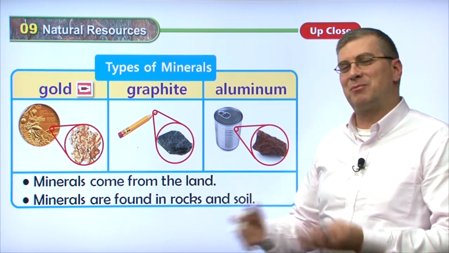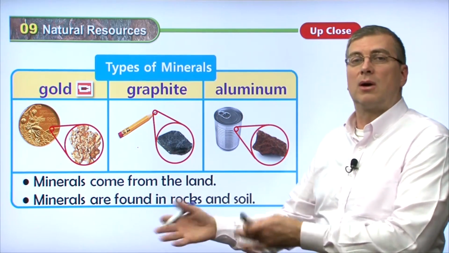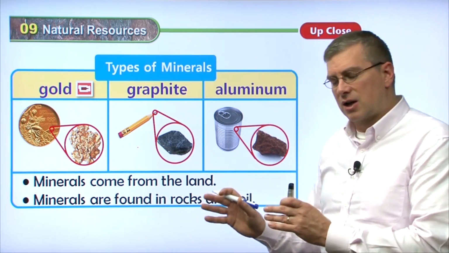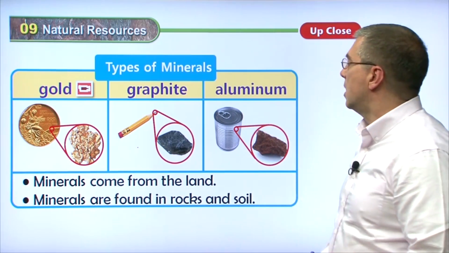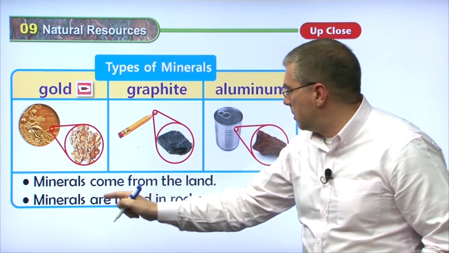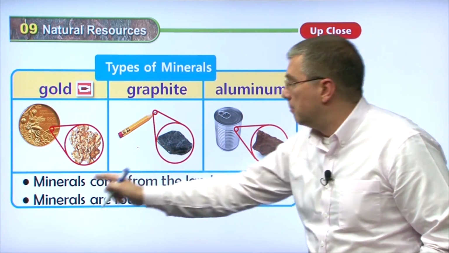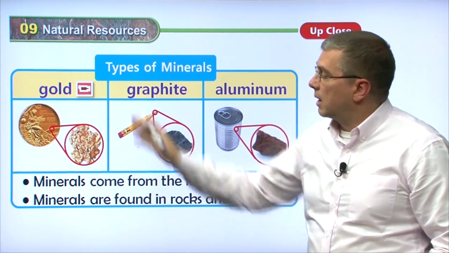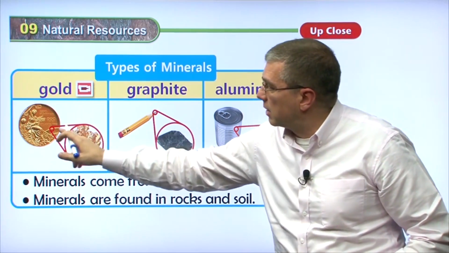So depending on the pronunciation, you can tell if a person is from America or from Britain or a former British country, a country that's closely associated with Britain, for example, Australia or New Zealand. Okay. We have those types, we have the pictures in the middle, and on the bottom we have some descriptions about those. Minerals come from the land, minerals are found in rocks and soil. We actually have a video of gold. I'm going to show the video first and then we'll come back to this. But you can see the gold here.